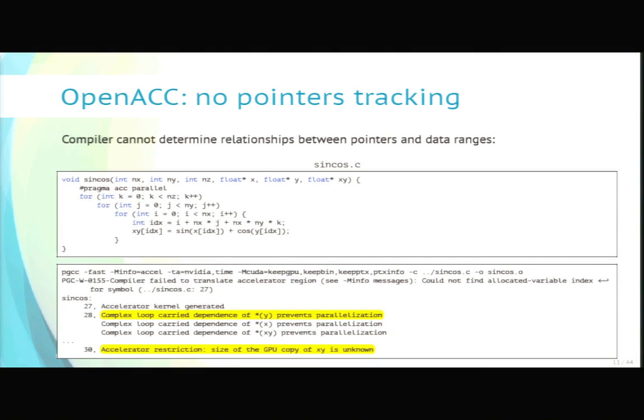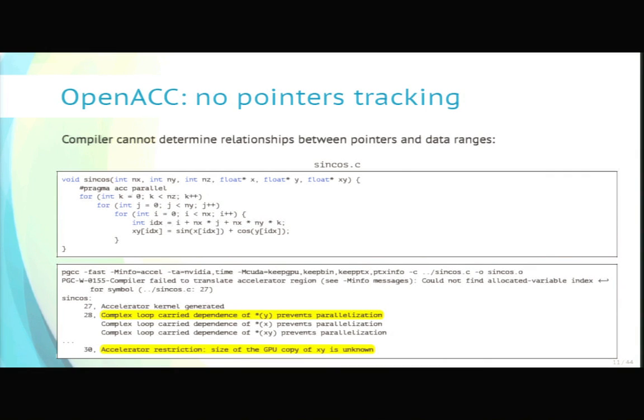So from the compiler point of view, there is a problem here because we cannot reliably determine if these 3 pointers are referring to independent memory regions or if the memory regions are intersecting. Depending on the situation, if they are independent, you can parallelize this code. And if they're intersecting, you will not be able to parallelize it.